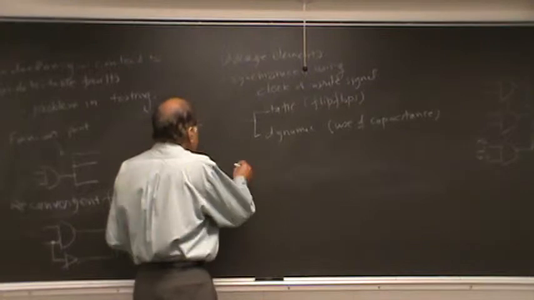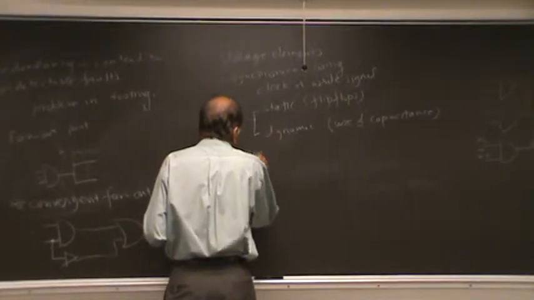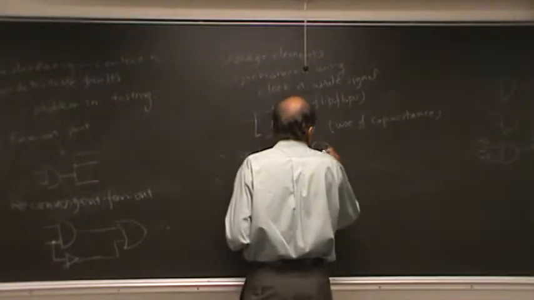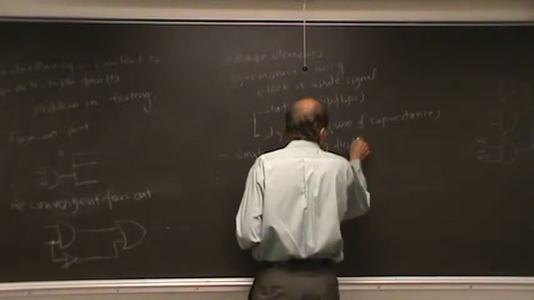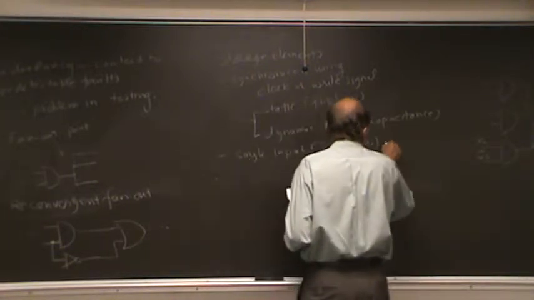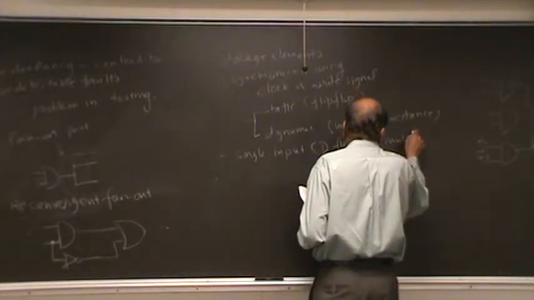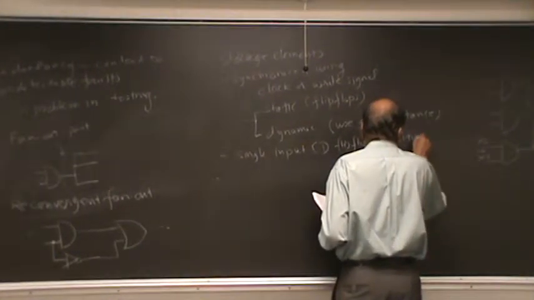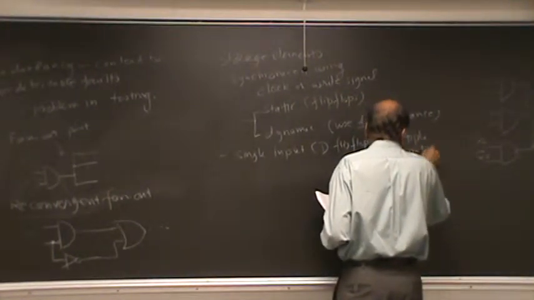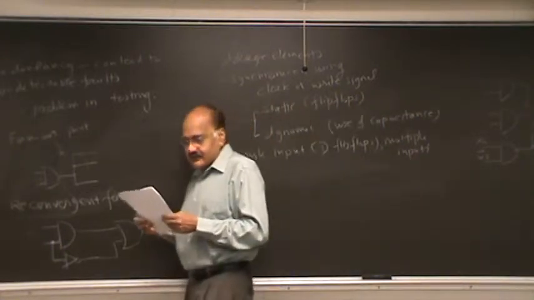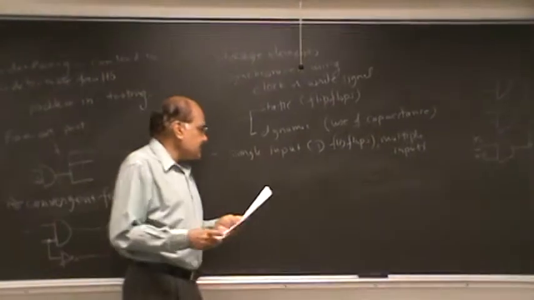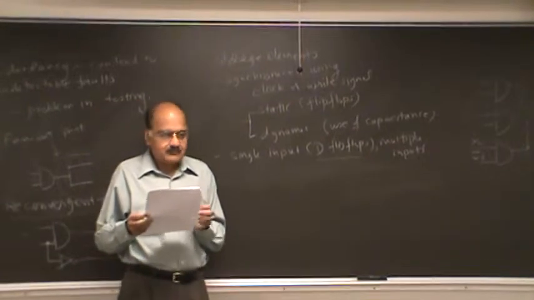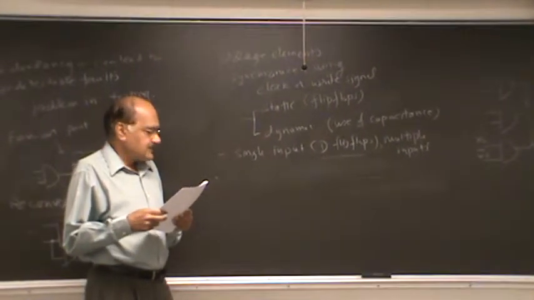So for example, you can have single input, for example, you can have the D flip-flops, and you can have multiple inputs. So you can have two inputs to a flip-flop. But D flip-flops, I think that is the only example we are going to use, because they're easy to remember, and we can do anything with D flip-flops.